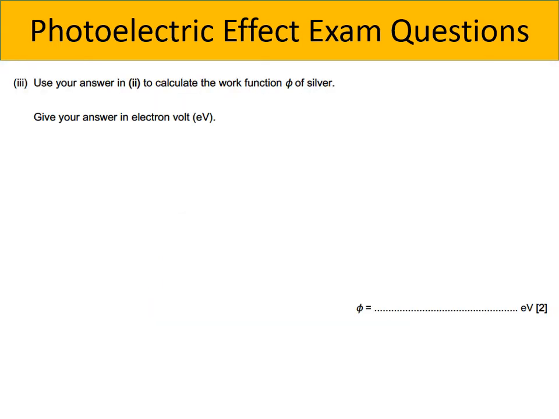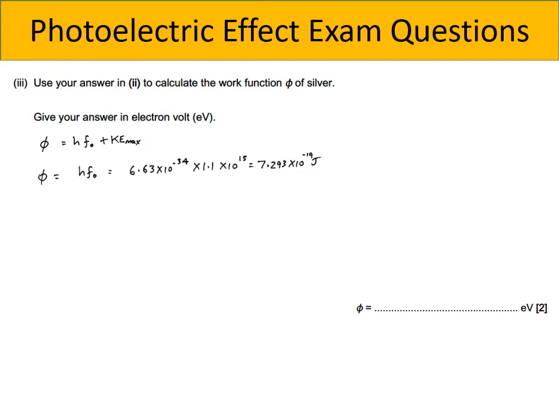Part 3, use your answer in part 2 to calculate the work function phi of silver. Give your answer in electron volts. So we need to write our important photoelectric equation. Phi is equal to hf0 plus KE max. Now KE max is 0 at the threshold frequency, so we just have phi equal to hf0, which is equal to 6.63 times 10 to the power minus 34 times 1.1 times 10 to the power 15, which is equal to 7.293 times 10 to the power minus 19 joules.